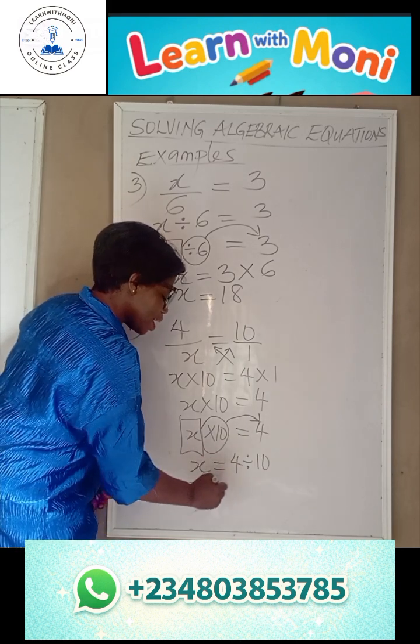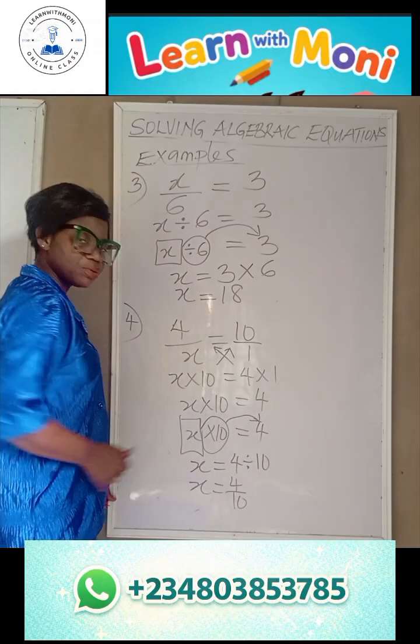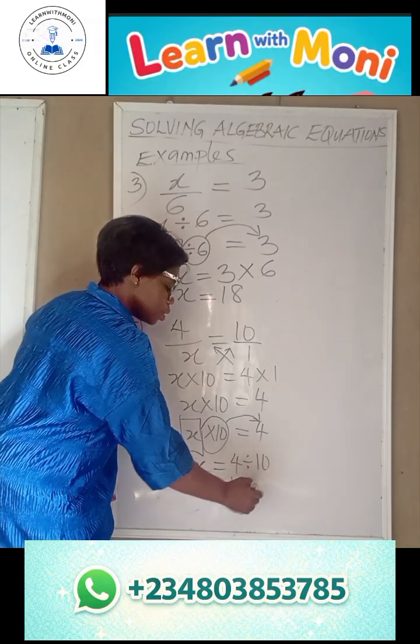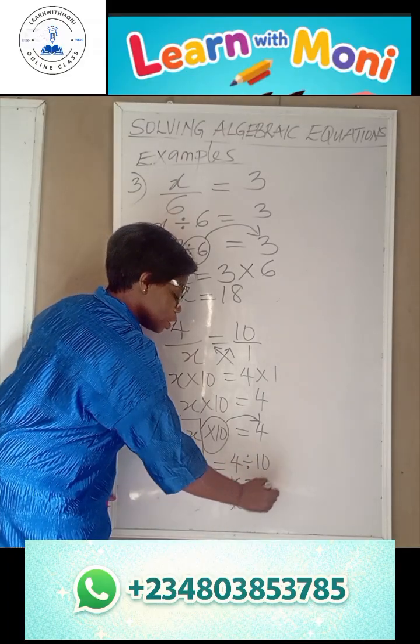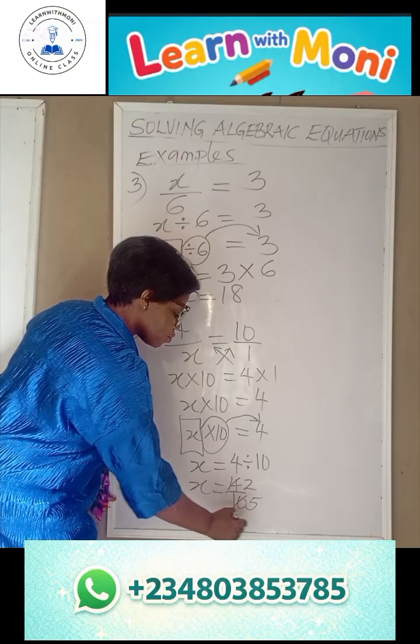4 divided by 10 is the same thing as 4 over 10. This can be reduced to a simpler term. 2 divides 4 is 2. 2 divides 10 is 5. That means our x equals 2 over 5.